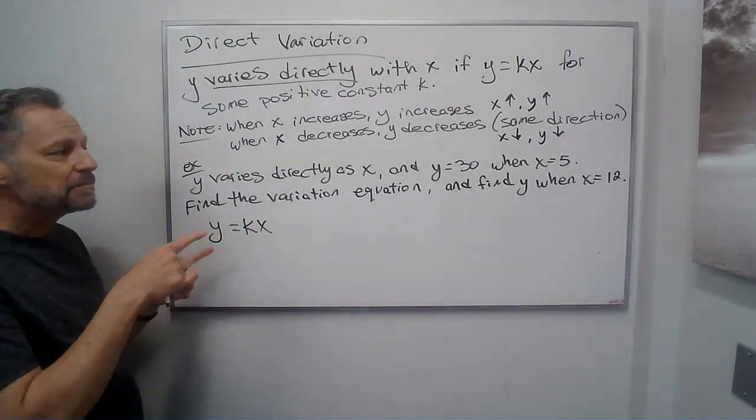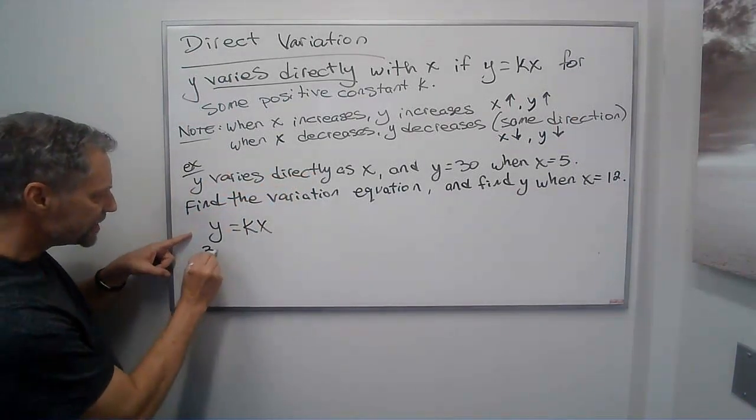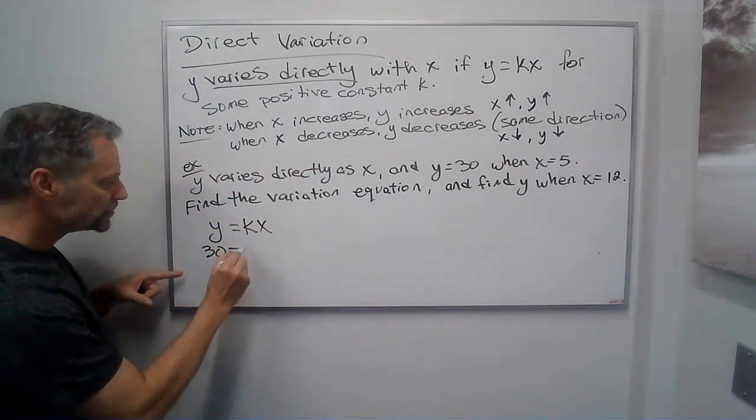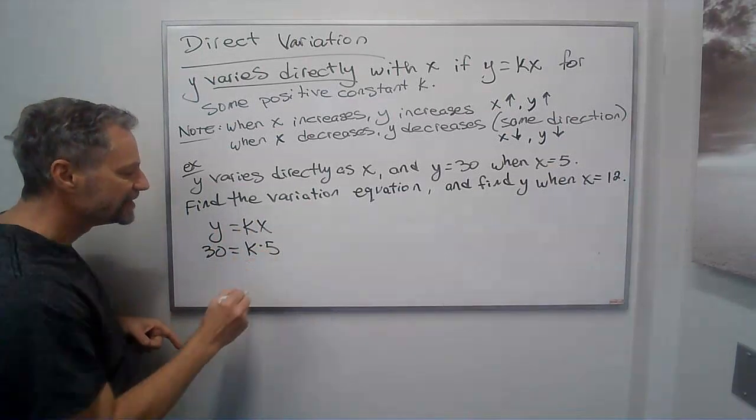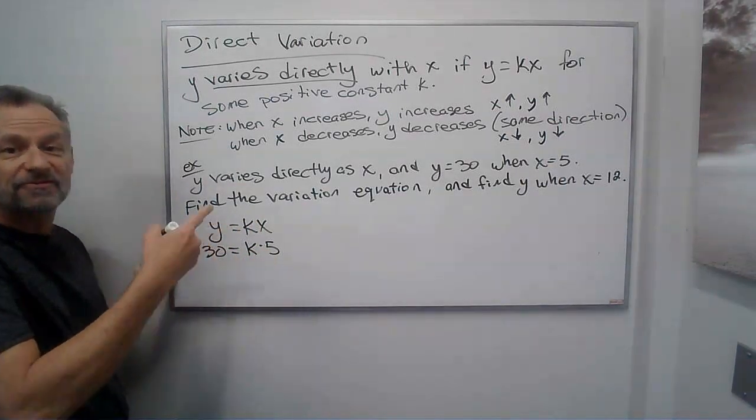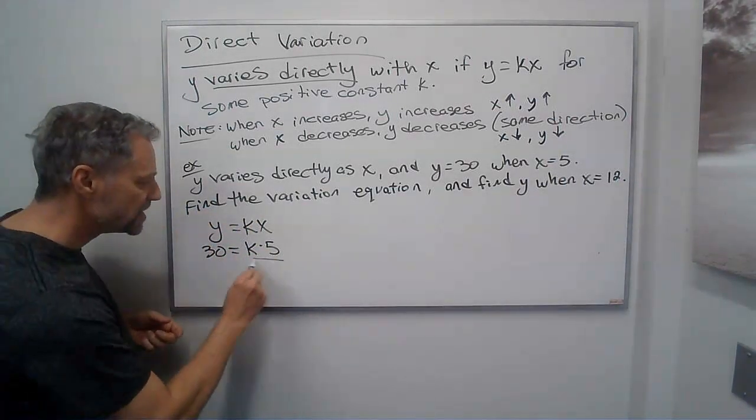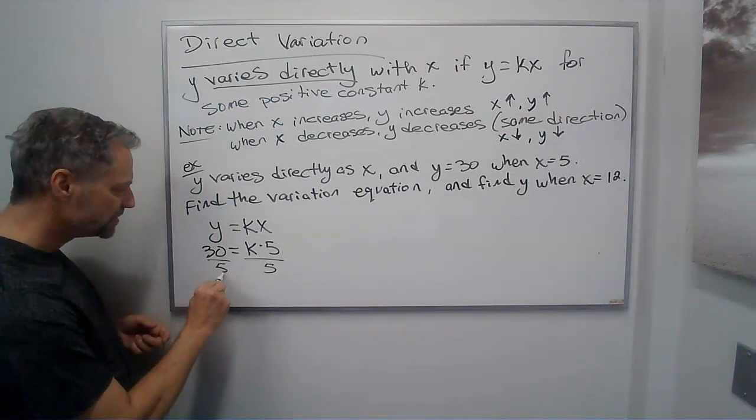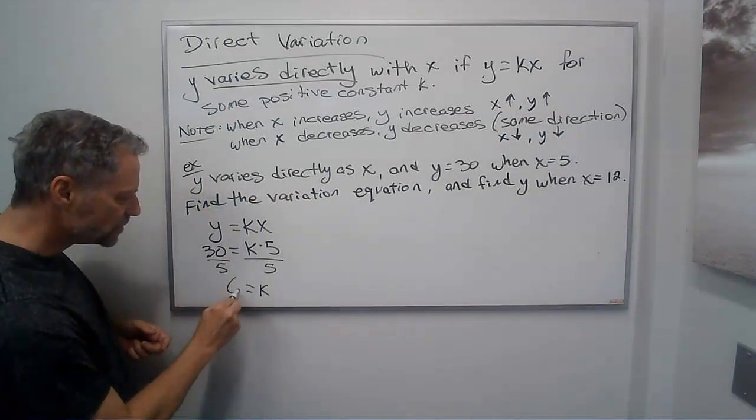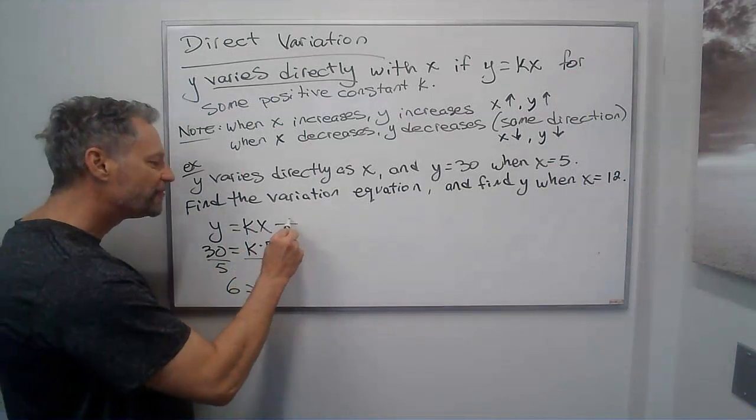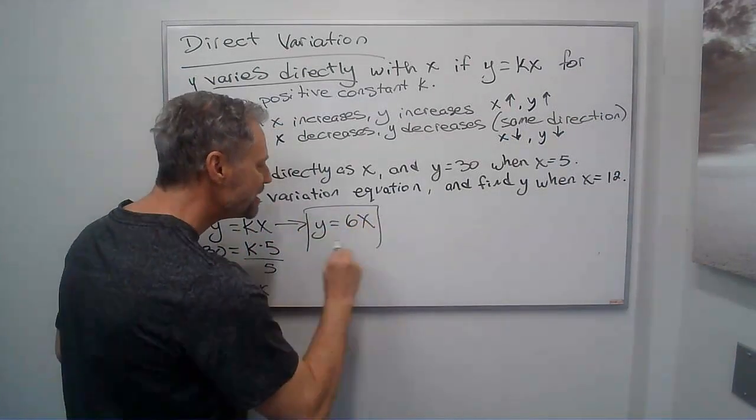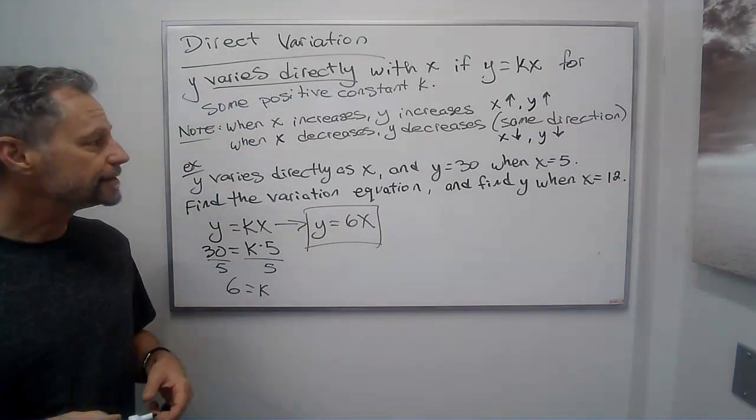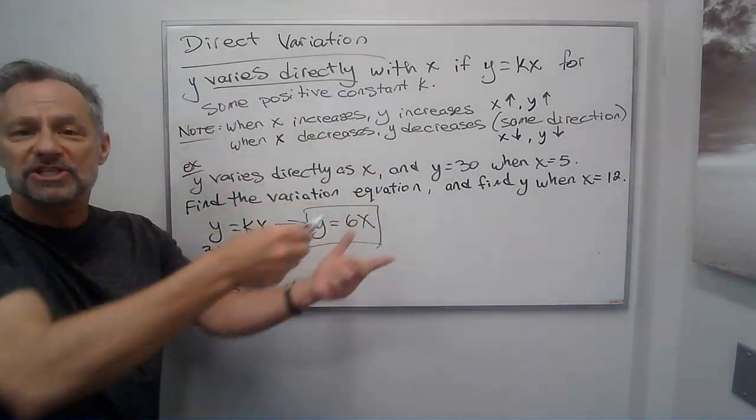Okay, now we can plug in some numbers. It said y equals 30 when x equals 5. So it's k times 5. Well, I want to solve that for k to find my variation constant. So I'm going to divide both sides by 5. So I get k equals 6. And so my formula becomes y equals 6x. That's my variation equation. Now I can use that equation to answer the questions.